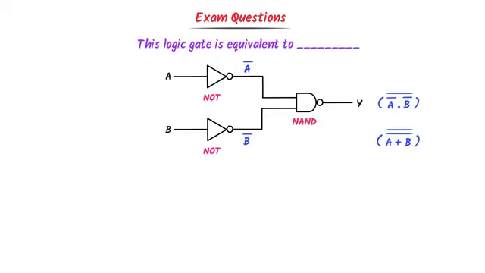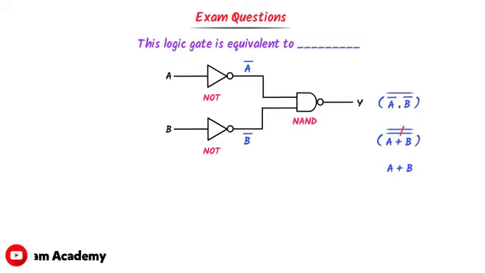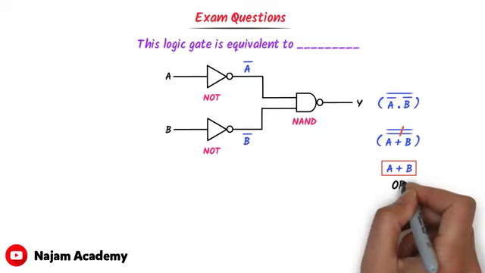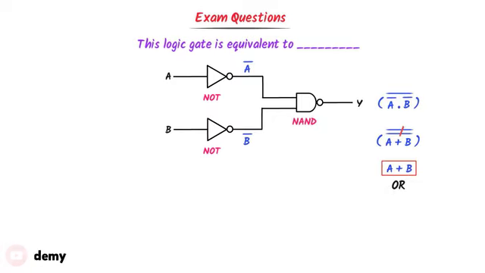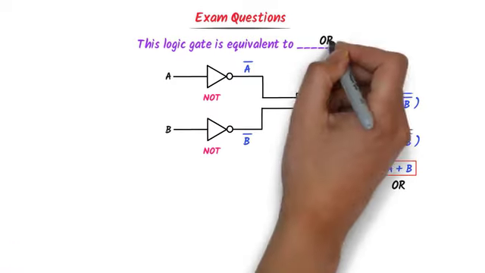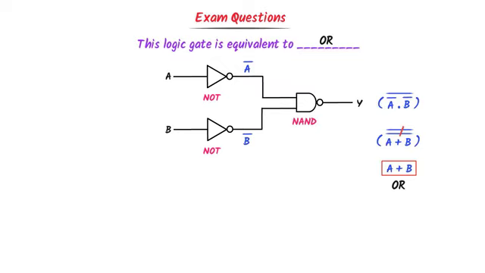Also we know that in case of double bars, we cancel it. We get A plus B. We know that A plus B represents OR gate. Hence this digital circuit is equivalent to OR gate. Thus using this simple method, we can solve logic gate problems easily. I hope that you have learned all about logic gates.